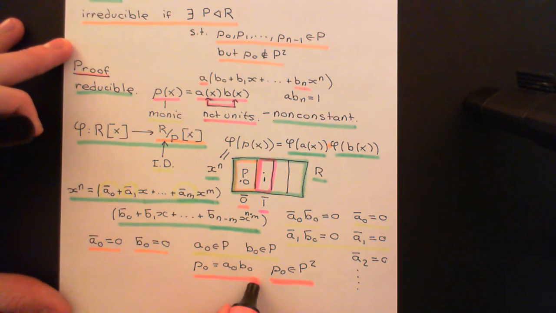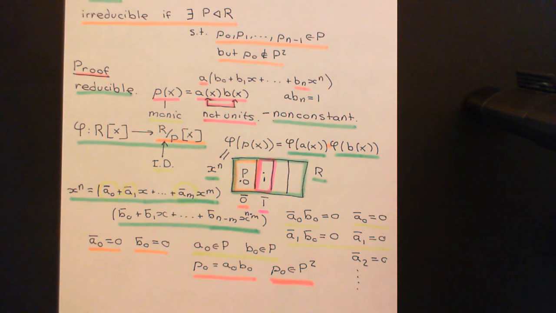That's a contradiction because we assumed that we had found this prime ideal such that the constant coefficient was not in p squared. It's a nifty little argument. I like the argument as to why Eisenstein's criterion is true. So we have now proven that Eisenstein's criterion does indeed work.